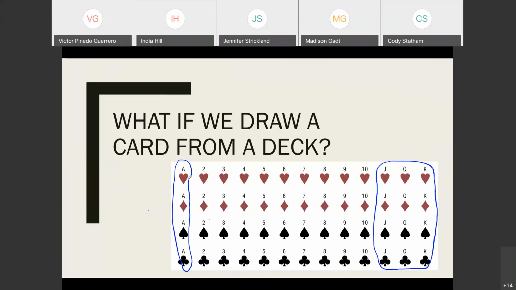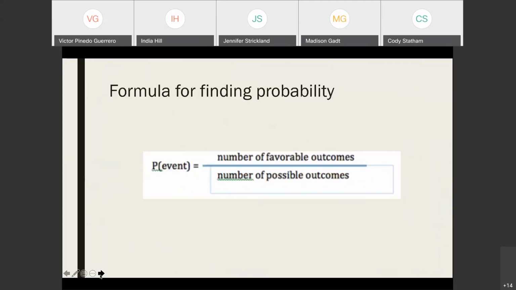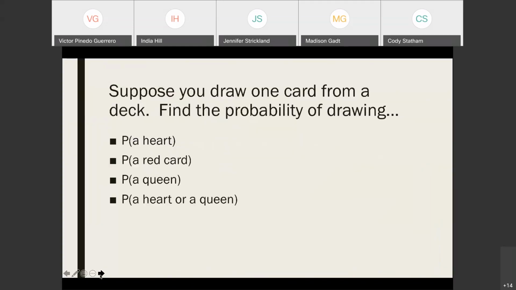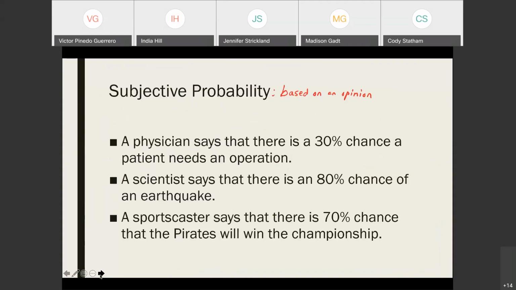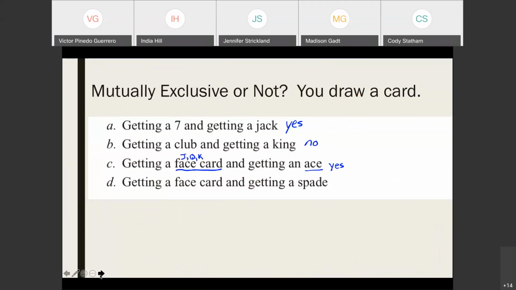Okay. All right, and then the last one, we've got face cards again, and we are comparing that to spades. So what do we say about that? Face cards and spades, are those mutually exclusive or not? They're not. All right, so let me go back one more time.